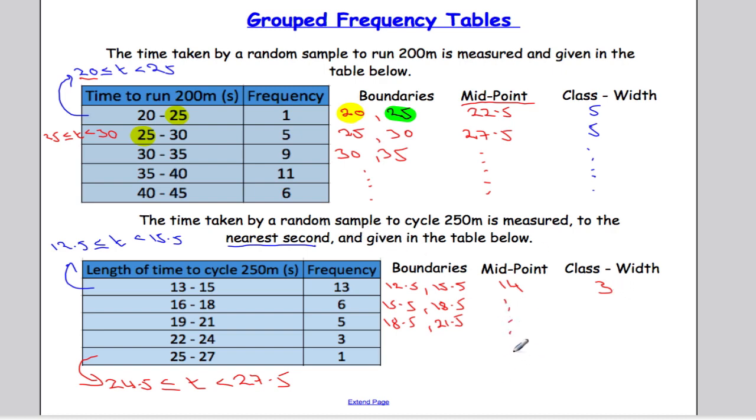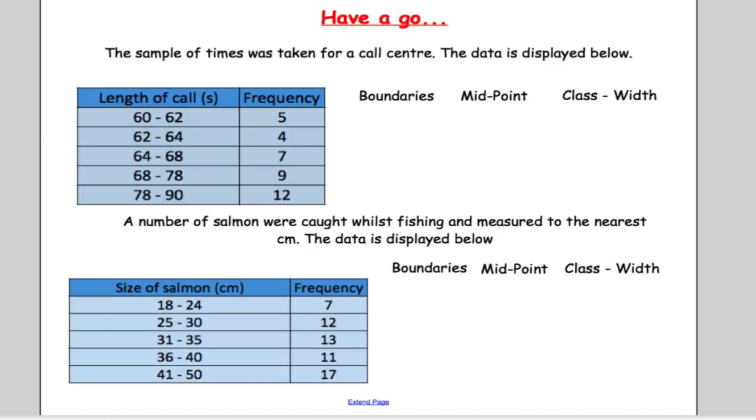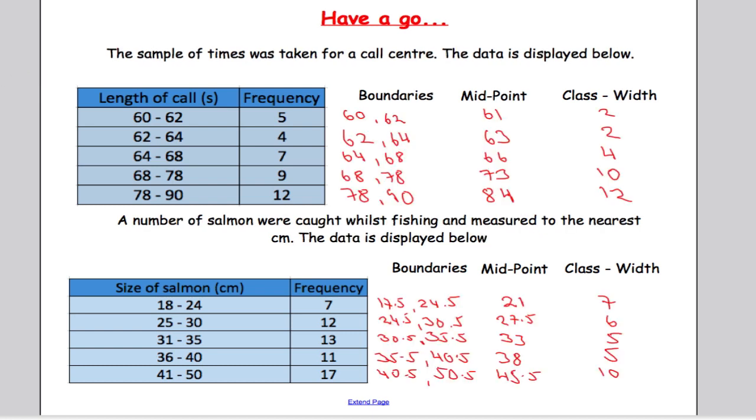And again, you can work them out if you wish. So have a go at these here, see if you can work out the boundaries, the midpoints, and the class width. So pause the video and I'll show you the solution in a second. Okay, hopefully you've managed to do those. So there's the solutions. Just mark them off, see how you did, just in case.